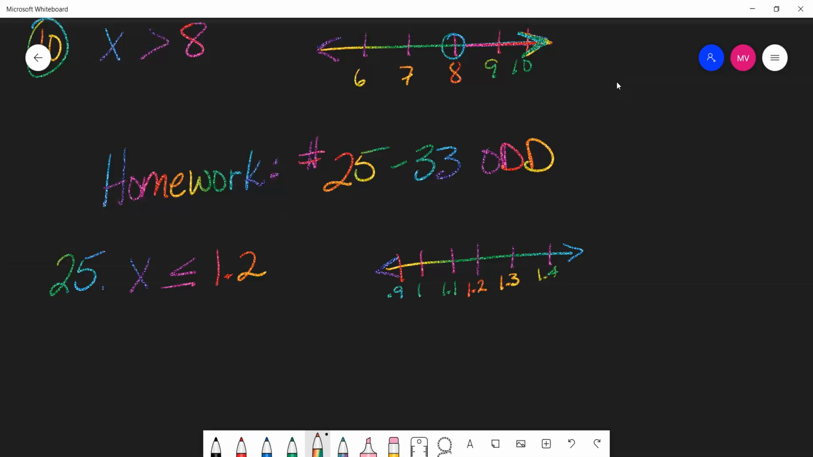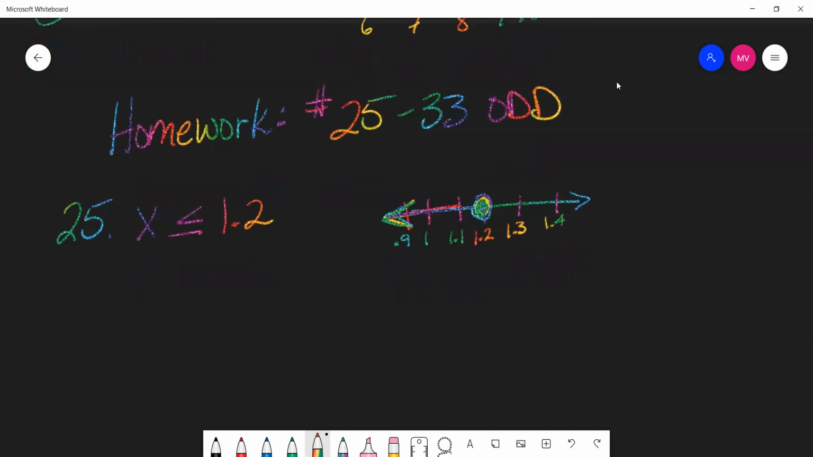Okay, so we are starting our graph at the 1.2. And because it's less than or equal to, that's a closed circle because that is included in our solutions. And then it has to be any number less than. So we draw our arrow down to the left.